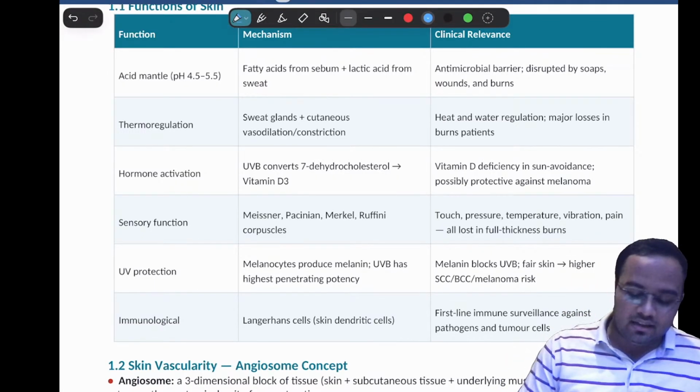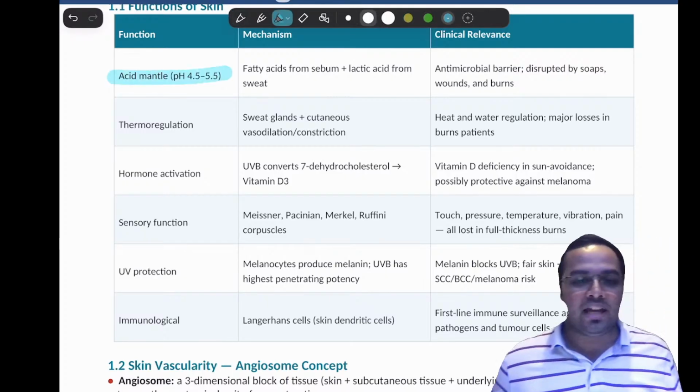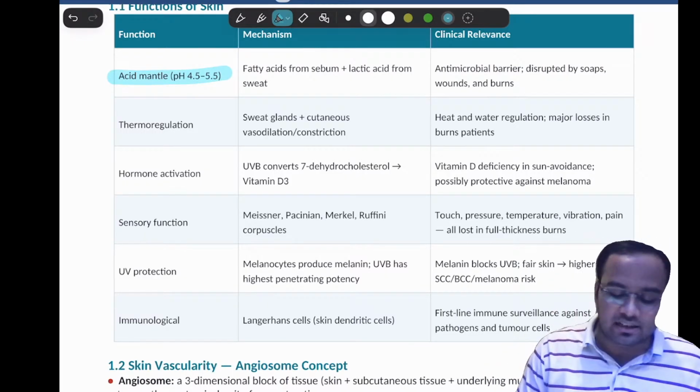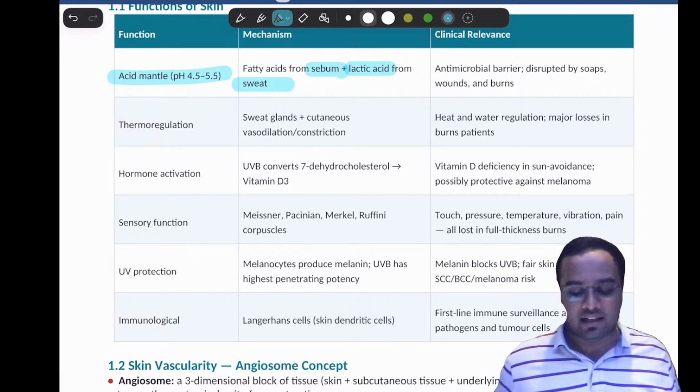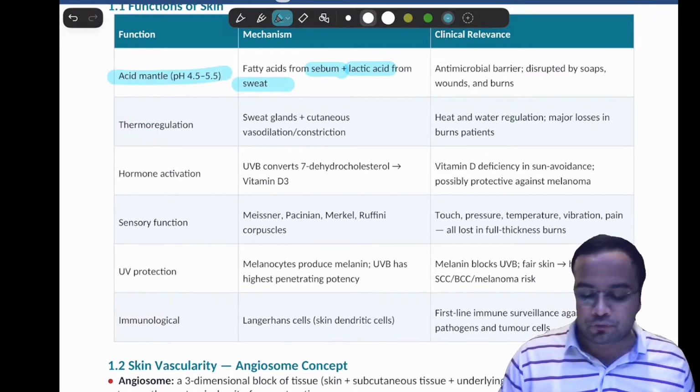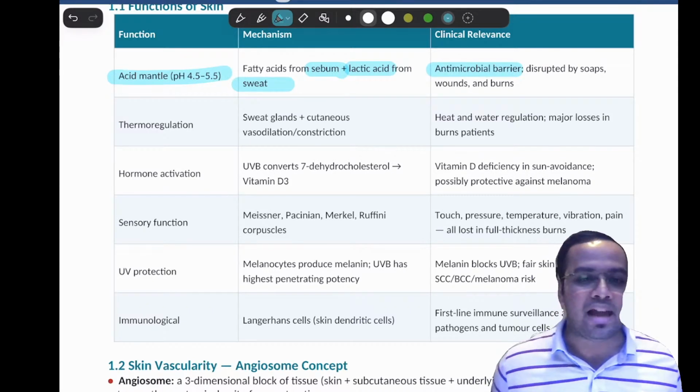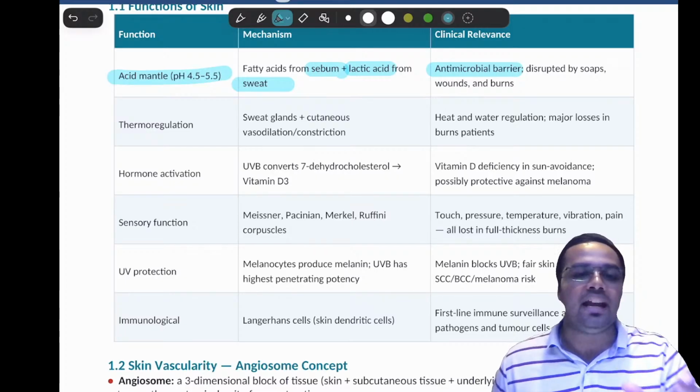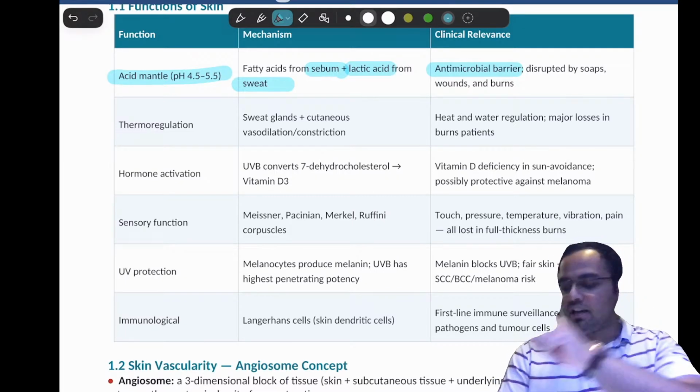Let's see that the skin has an acidic pH. How is the acidic pH of the skin maintained? It is because of the sebum, lactic acid and the sweat. And what is it going to do? The first function we saw is that it is the antimicrobial barrier. We know that there is something called innate immunity, so any pathogen cannot enter the skin directly.